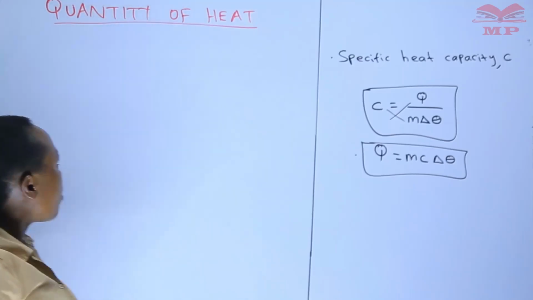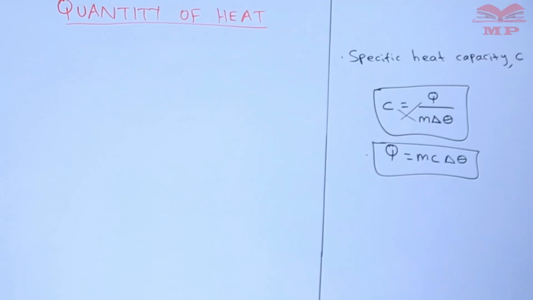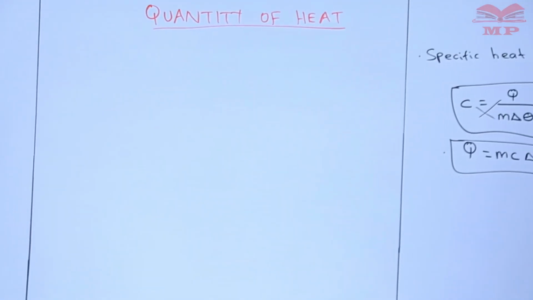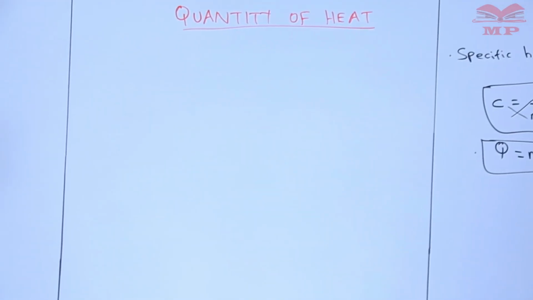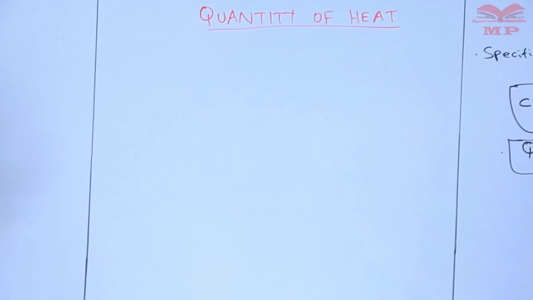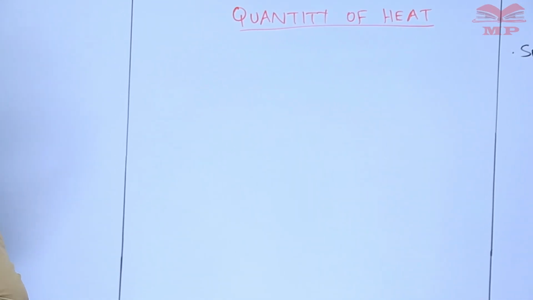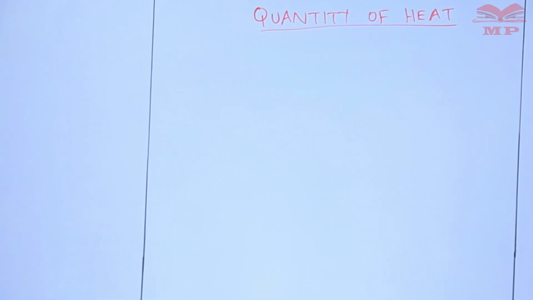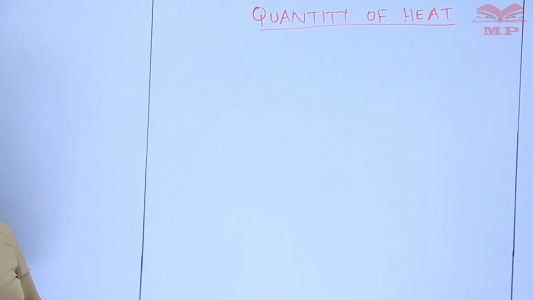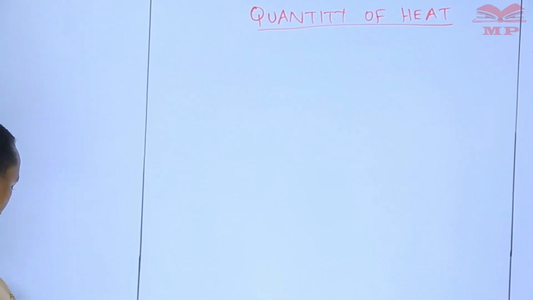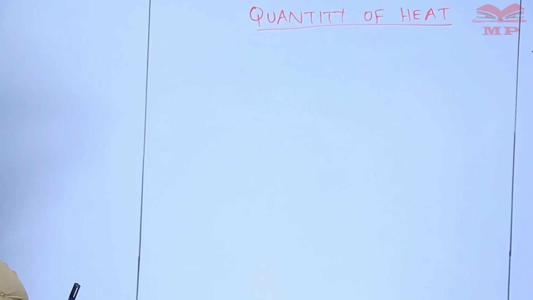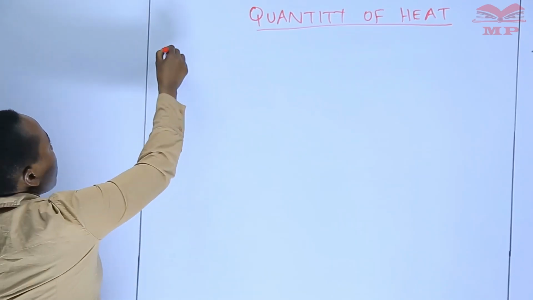Now, before we look at the continuation on the specific heat capacity, where we are going to look at the determination of specific heat capacity using different methods, and in our case today, in this lesson, we look at the method of mixtures. But before that, I would like you to note the following. NB.